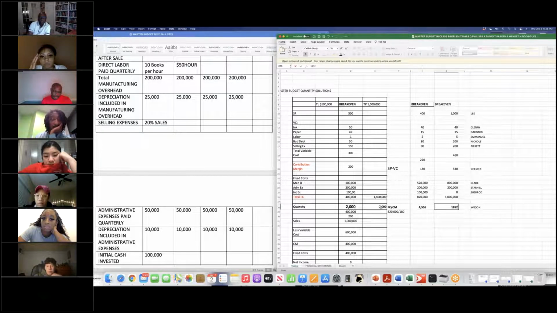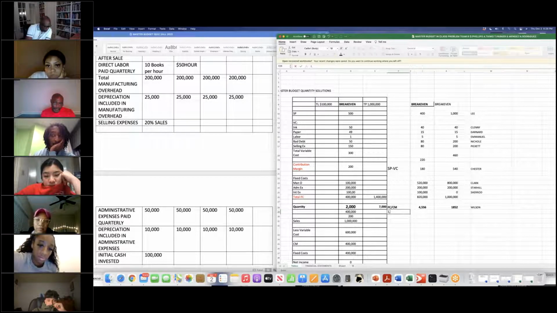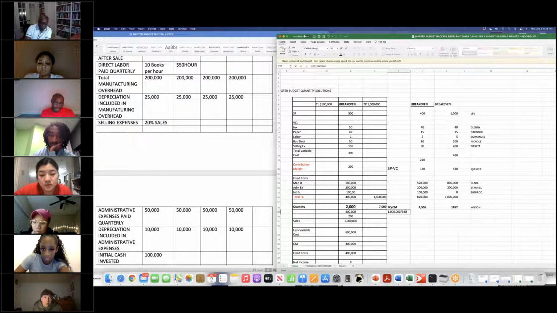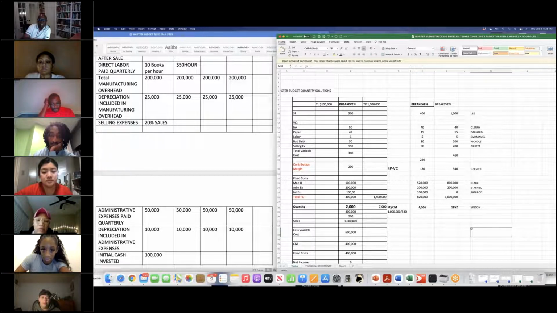Total FC divided by the contribution margin. Total fixed costs, $1 million, divided by what? Contribution margin. By 40. 1852. That's correct. 1852.